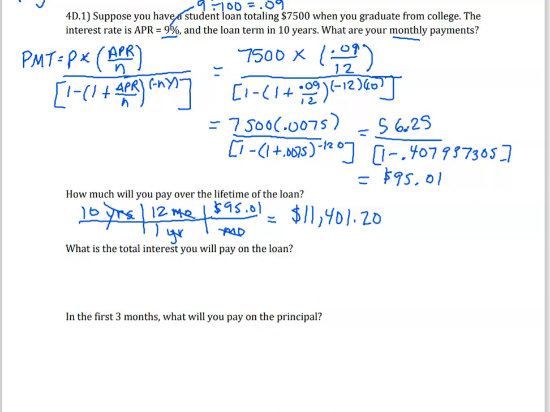So what is the total interest you would pay on your loan? You're going to take your $11,401.20 and subtract off what you actually took out, which was $7,500, and that's going to be $3,901.20.